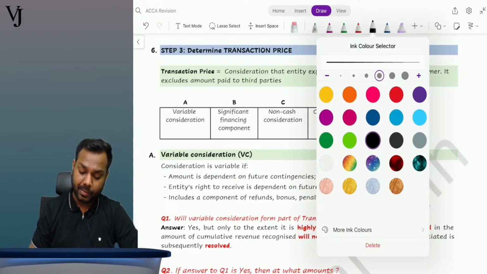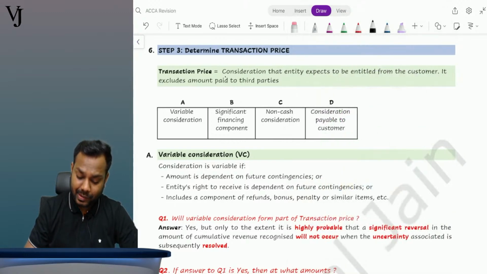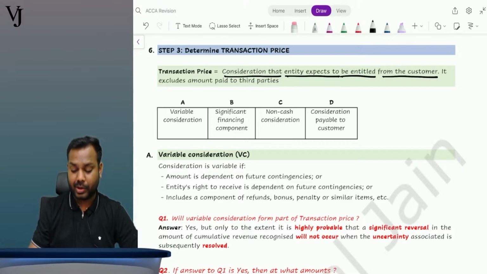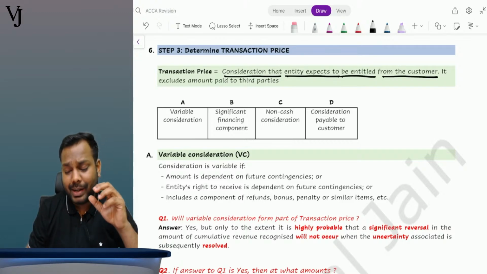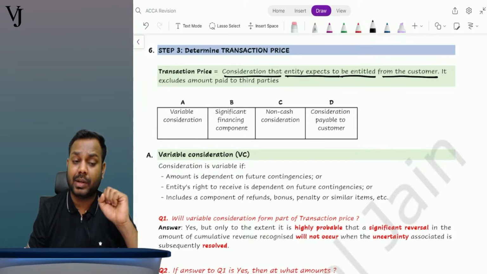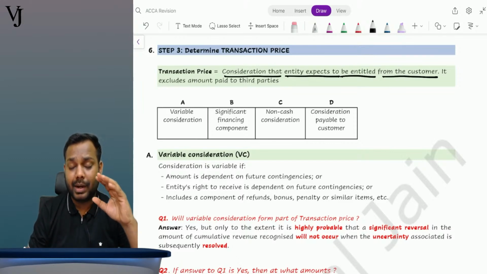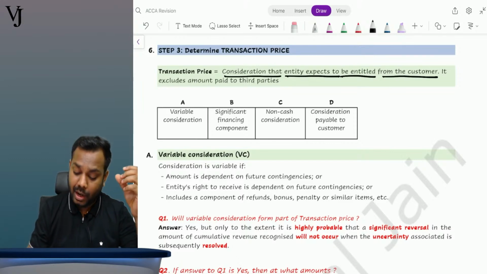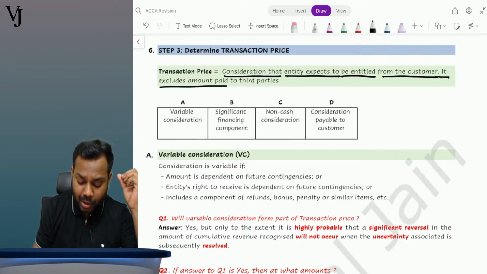What is the meaning of transaction price? Transaction price means the consideration that an entity expects to be entitled to from the customer. What is the amount that the entity expects to receive from the customer? It excludes the amount paid to third parties.